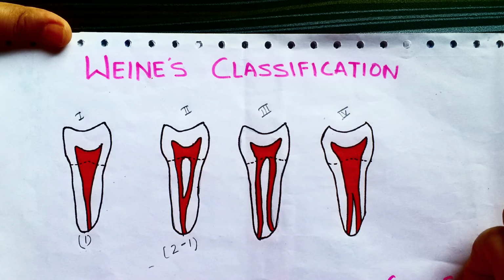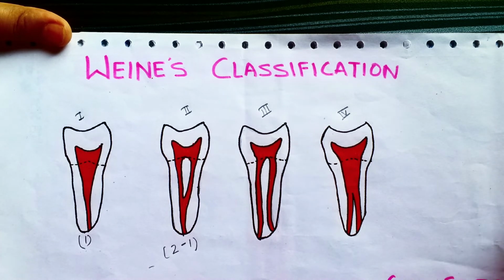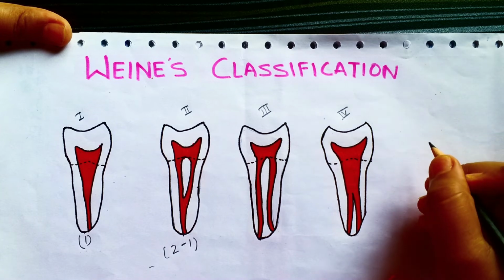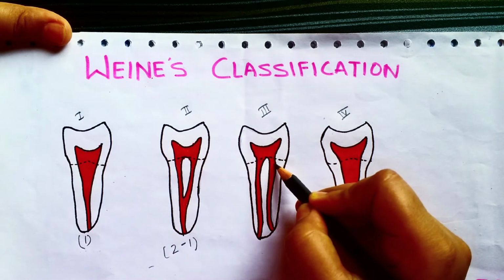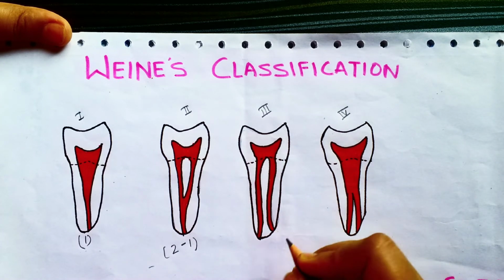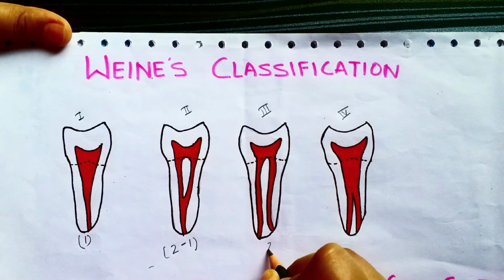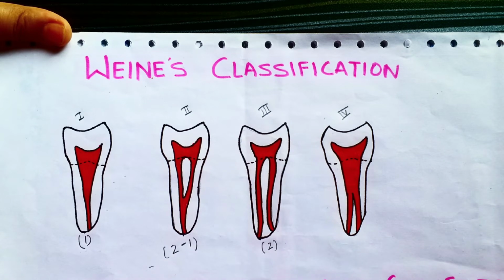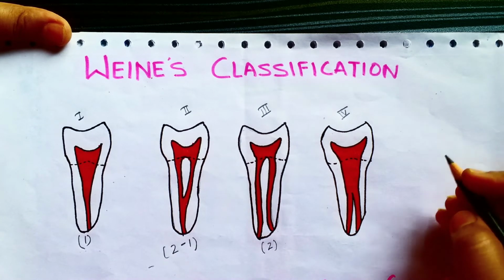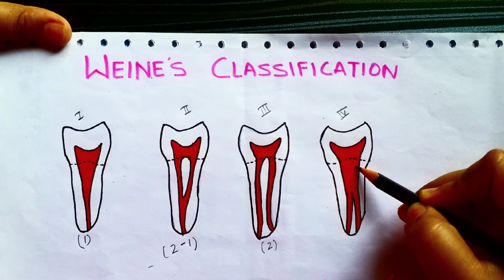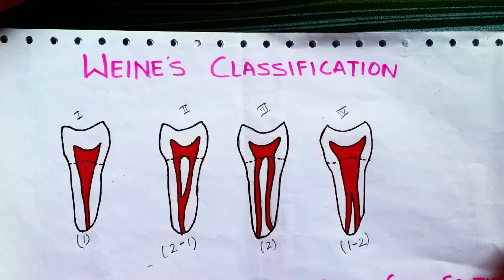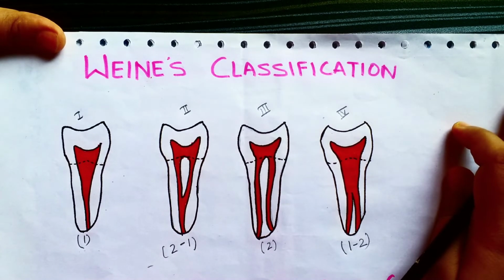Then according to Weine classification type 3, we have 2 individual canals arising from the pulp chamber, and they exit from the 2 different apical foramen, so we represent them as 2. Then in type 4 we have a single root canal emerging from the pulp chamber, so we will write it as 1, and then it will split into 2 canals which will exit from the 2 apical foramen, and we can represent it as 2. This is all about the Weine classification.